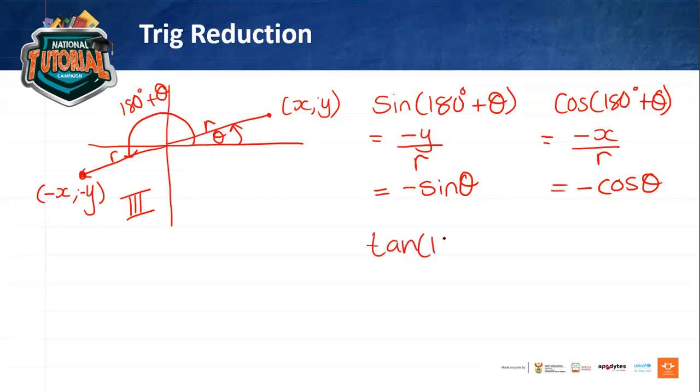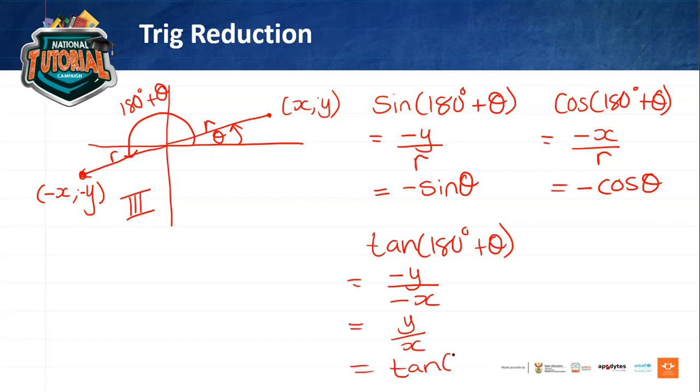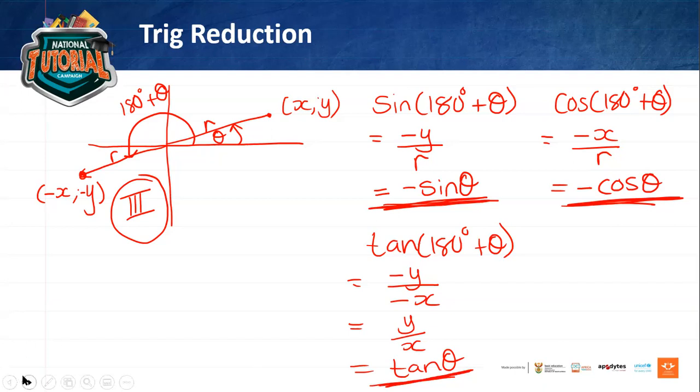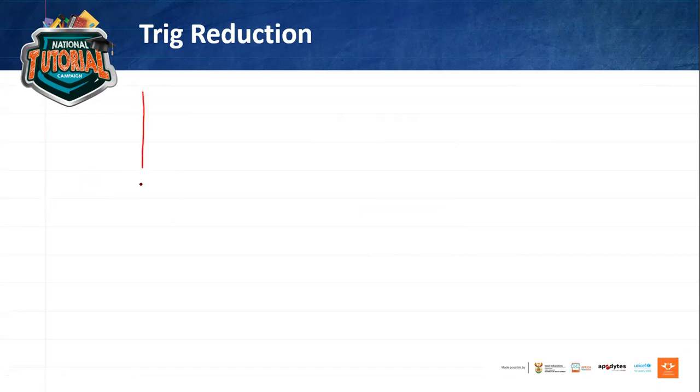And our tan of 180 degrees plus theta is going to be, tan is y over x, so we get negative y over negative x, because we're now in quadrant 3, which simplifies to y over x, which is exactly what we got in quadrant 1, tan theta. So notice here in quadrant 3 that the sine is negative, cos is negative, and tan is positive. All right, let's move on to quadrant 4. Hopefully this is all ringing a bell because you would have done this already.